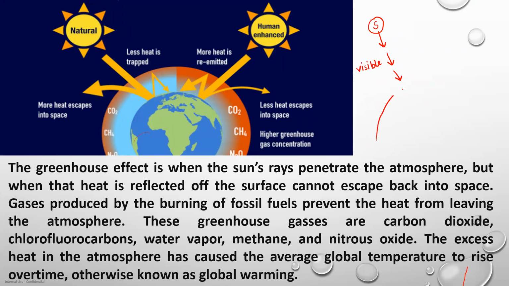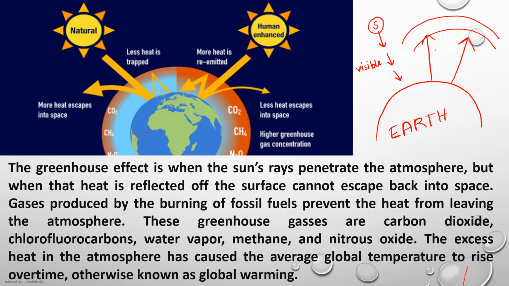This is the surface of the earth. Now, when Earth is reflecting it back, they reflect it in longer waves. This long wavelength gets trapped in the greenhouse gases, that is CO2, and all other greenhouse gases are there: the chlorofluorocarbons, CFCs, water vapor, methane, nitrous oxide. These are greenhouse components, greenhouse gases.